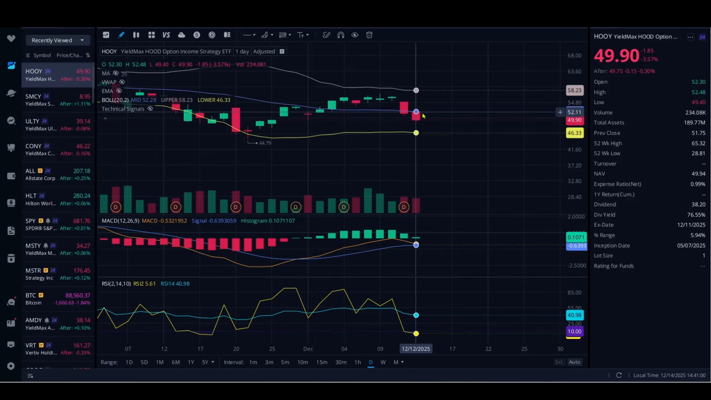If Monday stays under that midpoint of the Bollinger Band and that RSI2 is down still, it's definitely going to be a possibility of me buying more shares at that time.